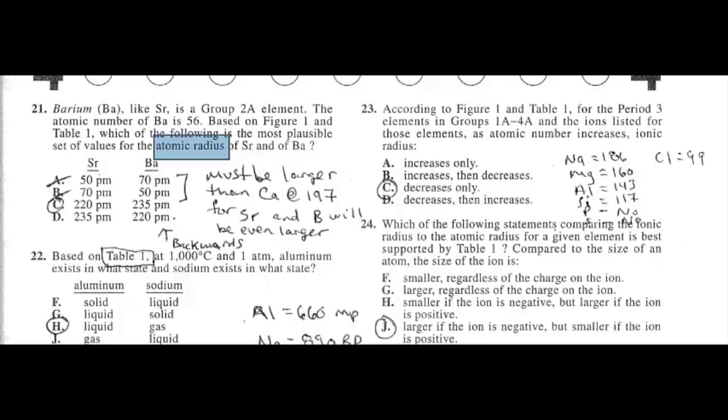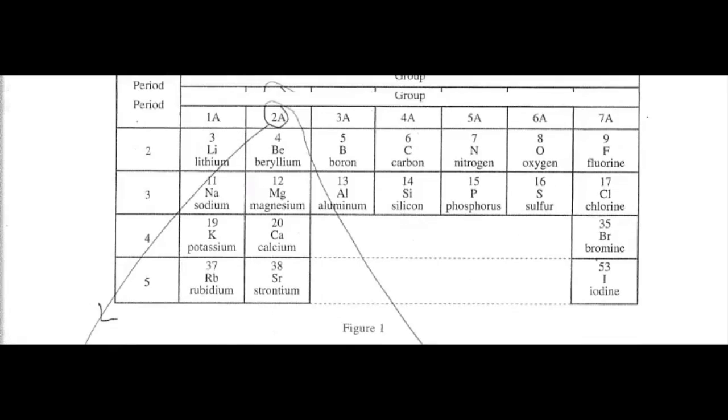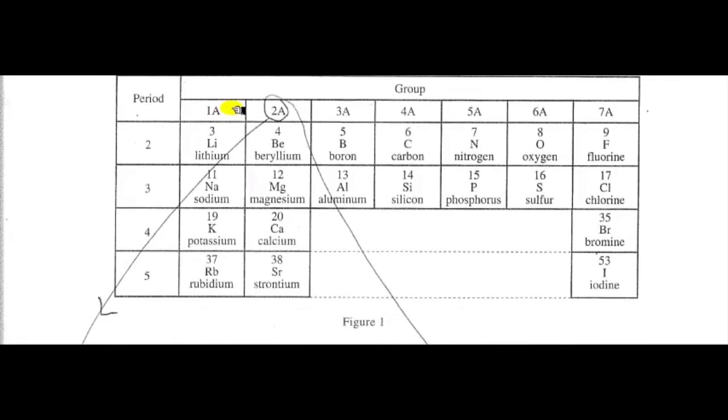First things first, let's scroll up and take a look at the information in Figure 1. We're given that it is a 2A element. In 2A, we notice that we have Be, or beryllium, with an atomic number of 4. Then we go down, we see Mg, magnesium, is 12. Calcium, Ca, is 20. Then here is our Sr, strontium, 38. Below this, they said that we now have a new element, and that new element is going to be Ba.